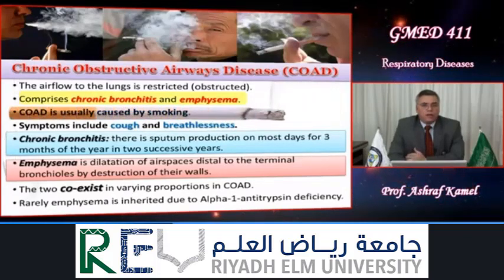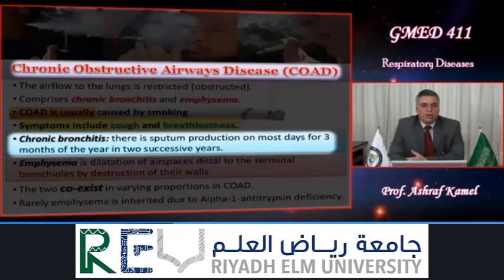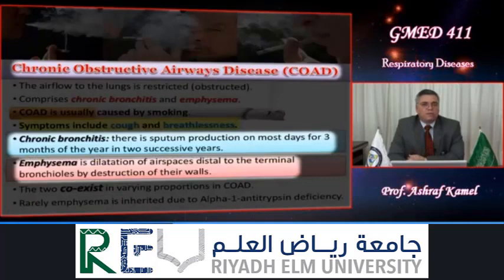COPD is usually caused by smoking, and as I said, it is the terminal station of all smokers if they continue smoking and don't quit. Symptoms include cough and breathlessness. The first disease entity is chronic bronchitis, and we say there is chronic bronchitis when there is sputum production on most days for 3 months of the year in 2 successive years.